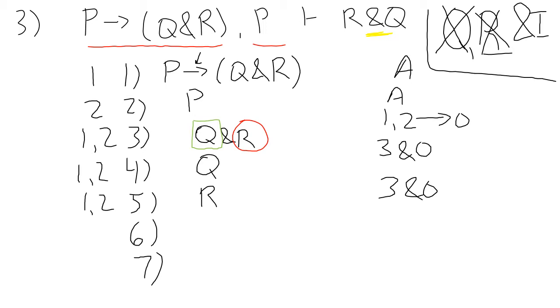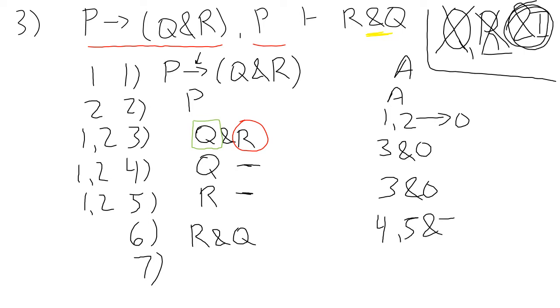Do I have both pieces? Well, yes, I do. Now I have these two. So I just need to put them together, R and Q, like that. And where am I getting that from? I'm getting the Q here from 4. I'm getting the R here from 5. And what am I doing? I'm introducing an ampersand between them.